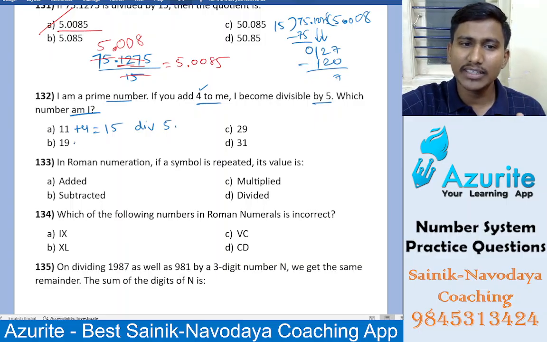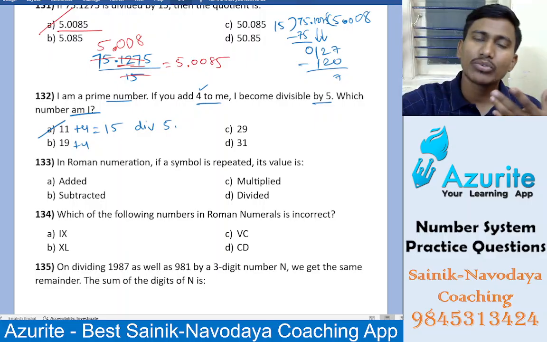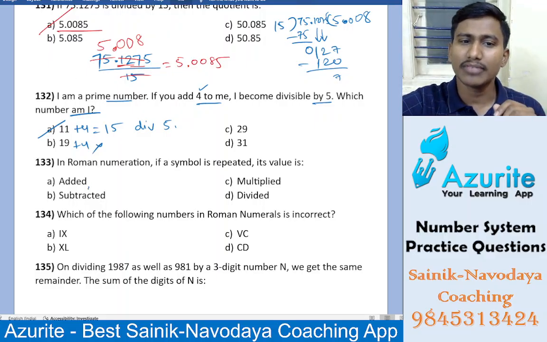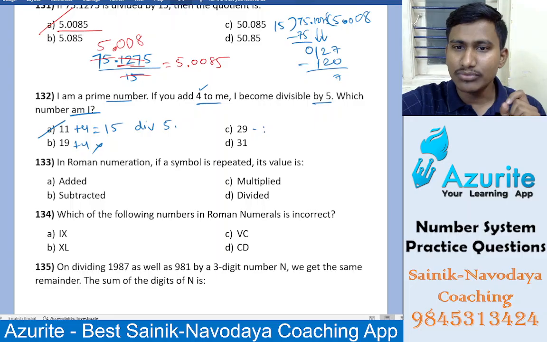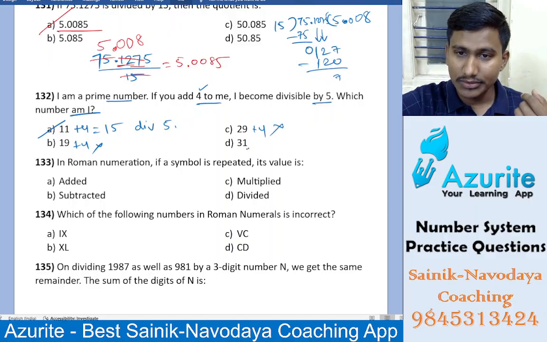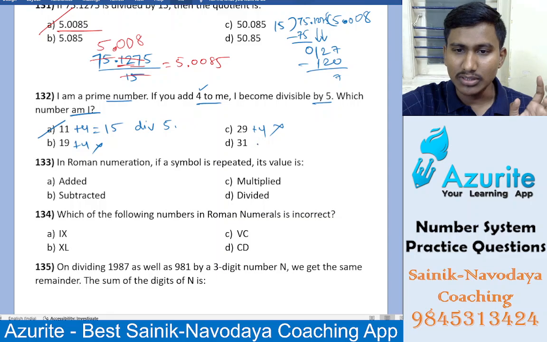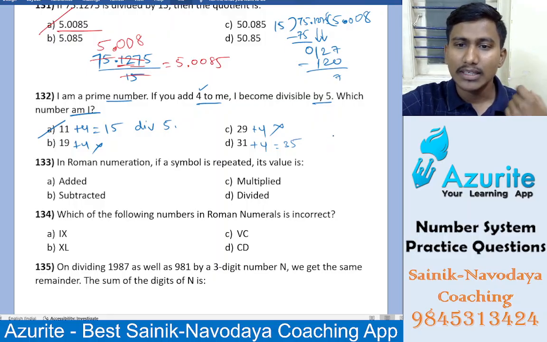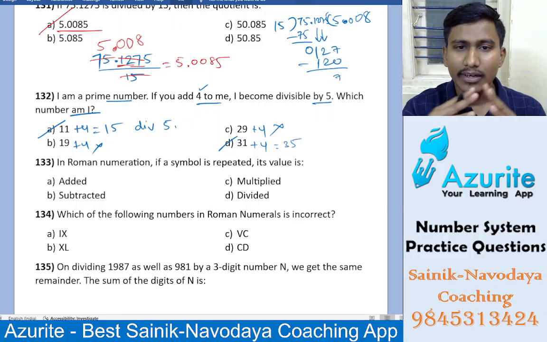If you add here 19 plus 4, it will be 23, so that will not be divisible by 5. Now here 29 plus 4, if you add, it will be 33, that is also not divisible. 31 plus 4, if you do, it will become 35. Yes, it is also divisible. So here both can be the answer, option A and D. Understand?